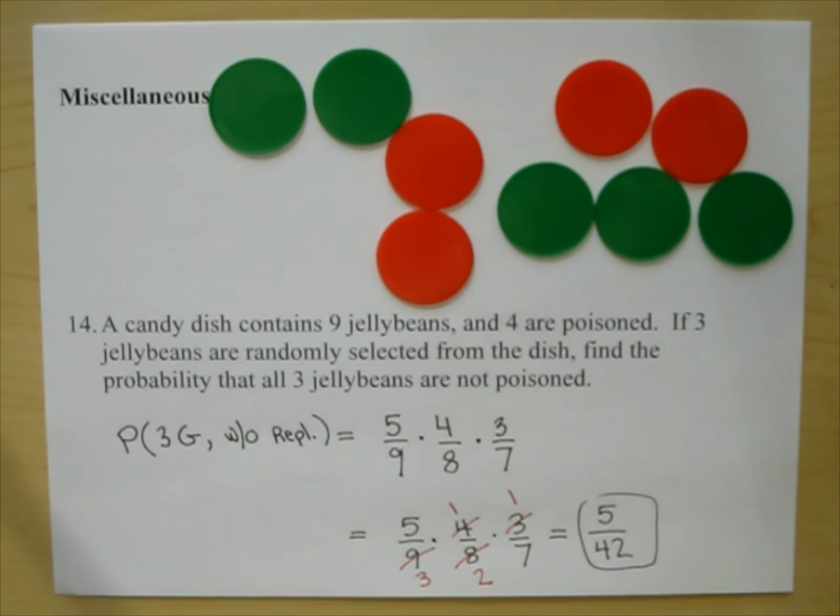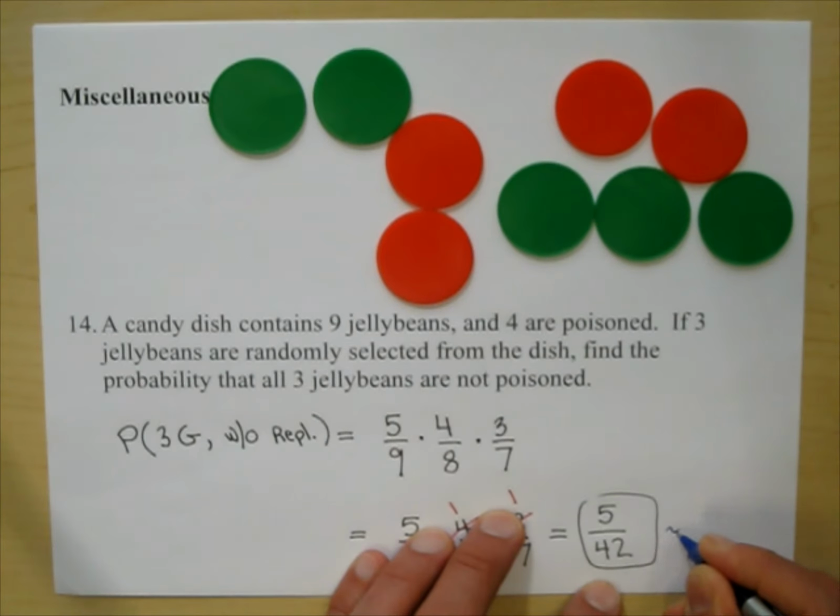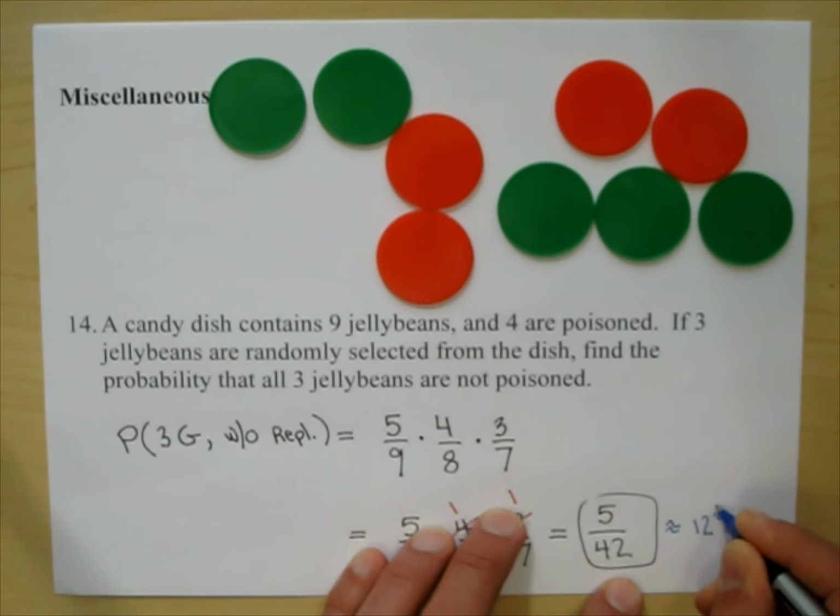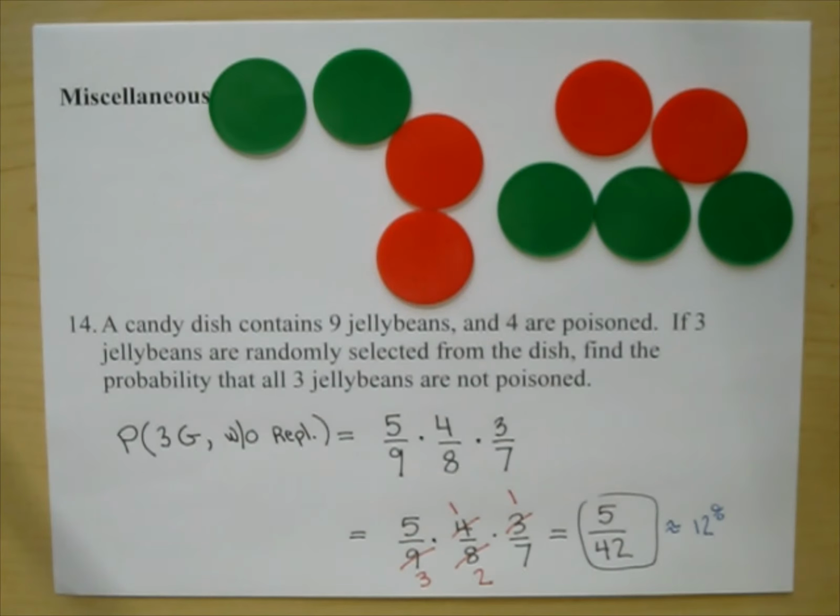Now I'm going to go ahead and write out what percentage that is. So the percentage that you survive this, maybe you don't know that 4 of them are poisoned, would be a 12% chance of living, which seems pretty slim there. Shouldn't eat those jelly beans. Let's go ahead and do another miscellaneous problem here.